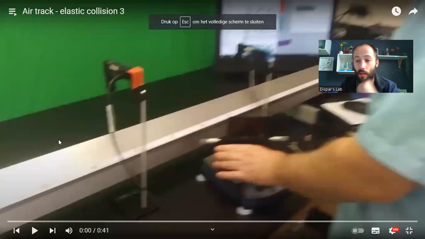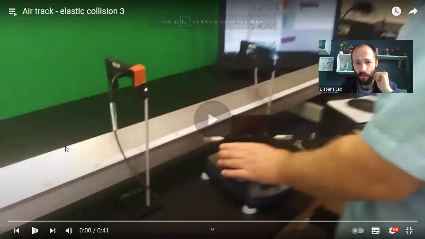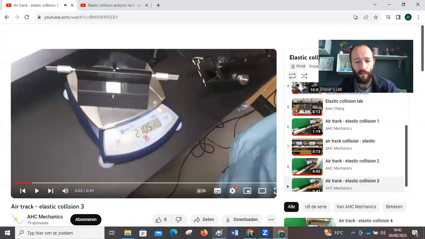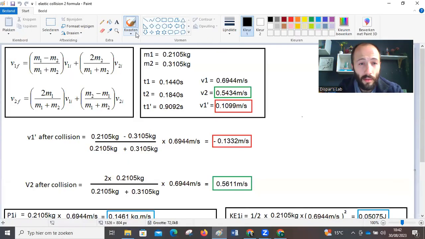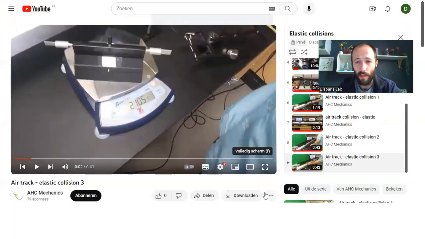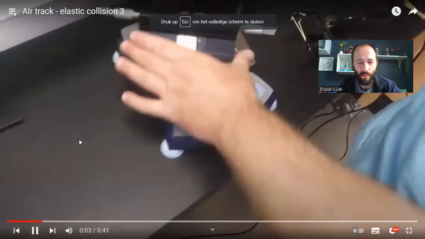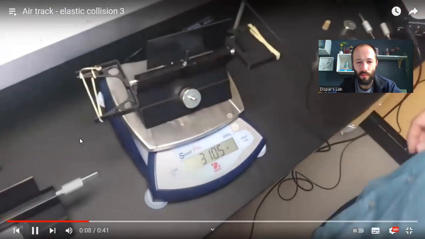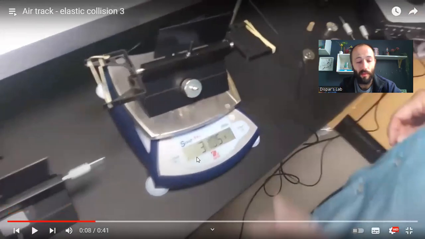So as always, he's going to weigh the cards. We got 210.5. Let me use the ball so that you can see. Yes, my mouse. So mass one was 210.5 grams, which is 0.210 kilograms. Mass one. Number two. All right, 310.5 grams.